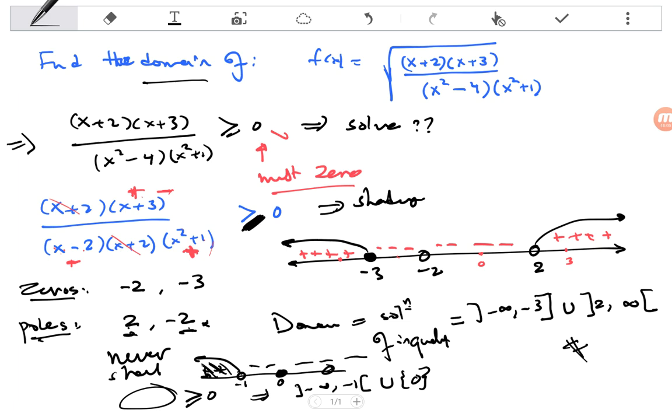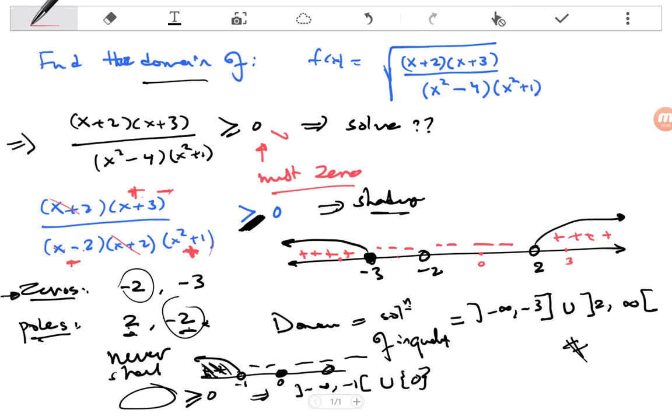Okay, and we learned how to find the shades in the number line. We shade the zeros that are not common with poles. Any zeros, we shade them. If I have an equal sign, we shade the zeros unless they are with the poles. Unless they are, for example, I had here -2, it is common with the pole, so I didn't shade -2 in this case.